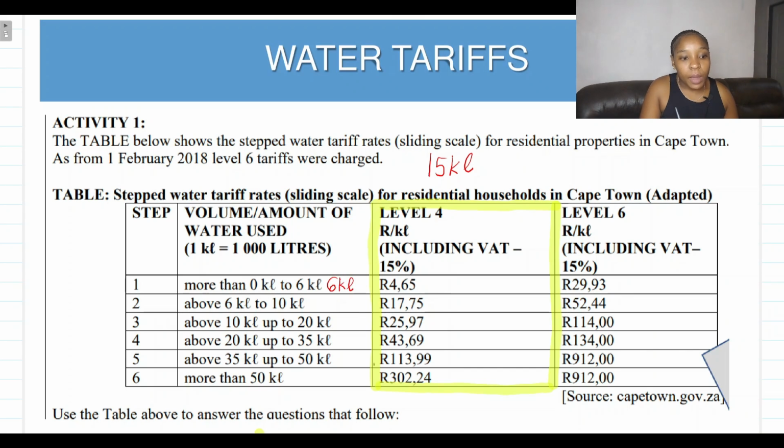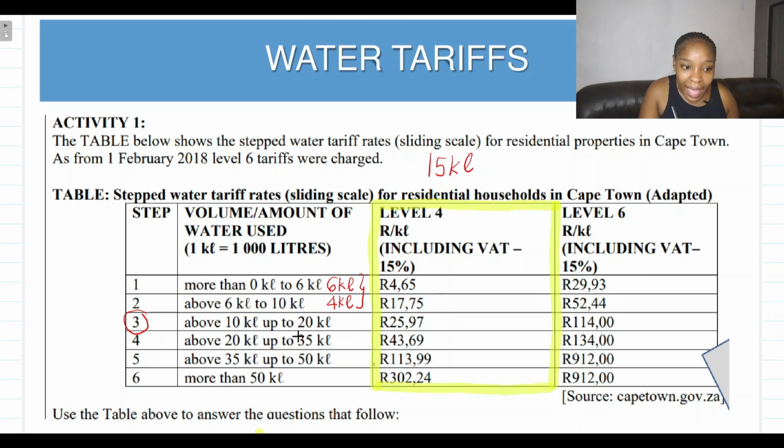In the second step, how many kiloliters of water have we consumed? 10 minus 6, it's 4 kiloliters of water. So already we've got how many kiloliters of water here? We've got 10. But we need how many? We need 15. That means that we need 5 more kiloliters of water in our step number 3 to get to 15 kiloliters of water.